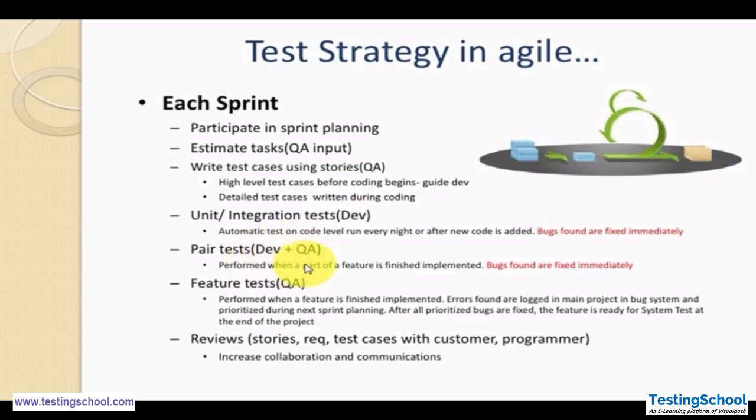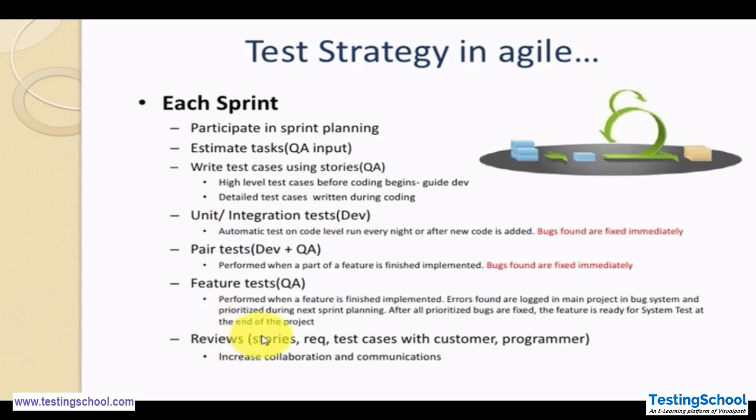Then the pair of tests, dev and QA, what dev has written and what QA has written. So testing pairs, like you test together with your developer. Then feature test, performed when a feature's development is finished by the developer, then you start testing a particular functionality. If any particular defect is found, then it is fixed immediately.